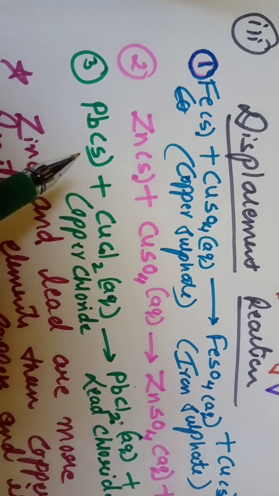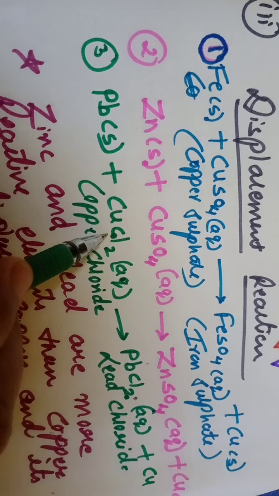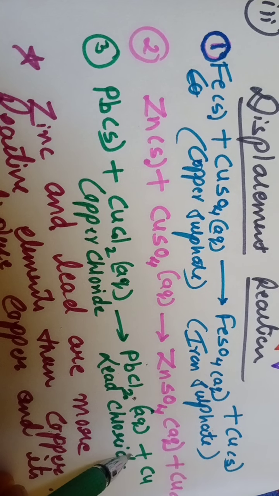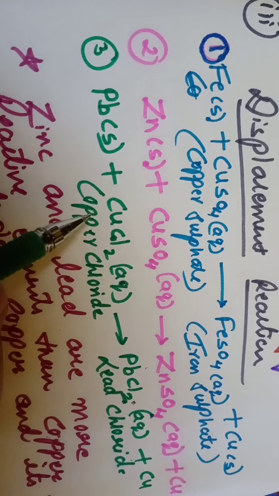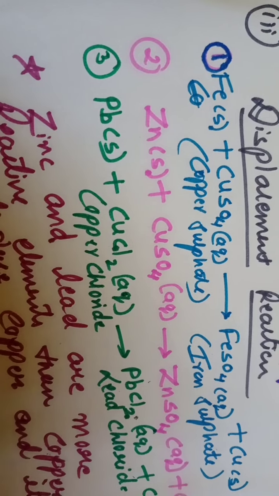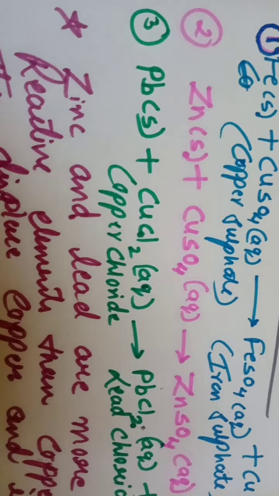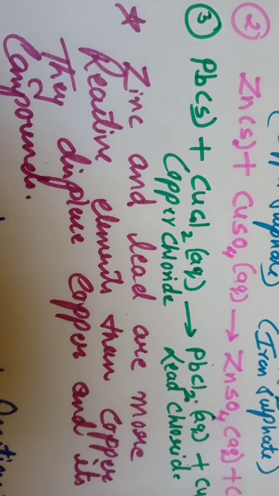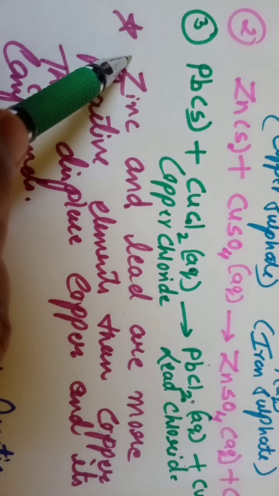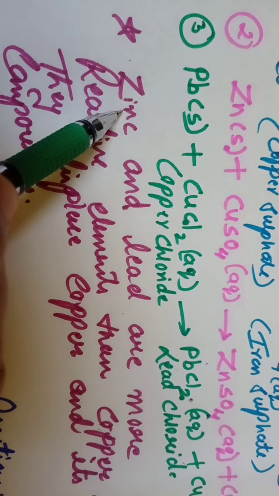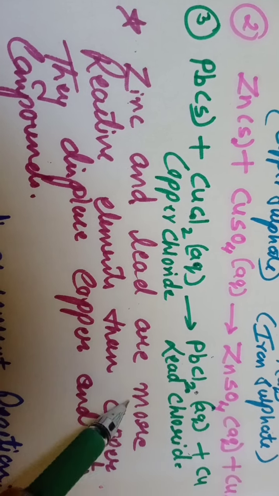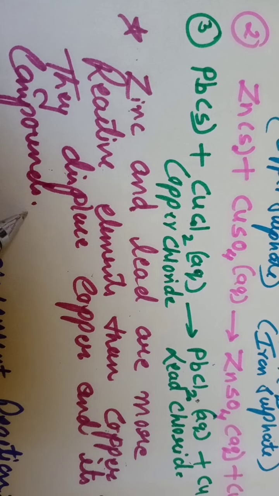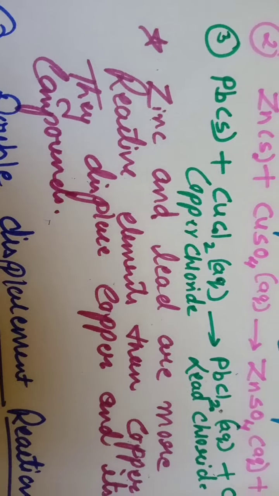Next reaction, let us see. Lead in presence of copper chloride gives lead chloride and copper. In the same way, this is also one type of displacement reaction. Now zinc and lead are more reactive elements than copper, so they displace copper from its compounds. This is an important point to be noted in your book. Zinc and lead are more reactive elements than copper, so they displace copper from its compounds. I hope you have understood this reaction.